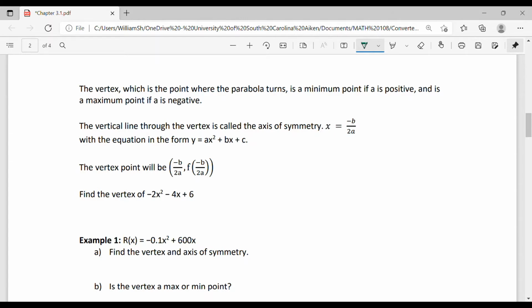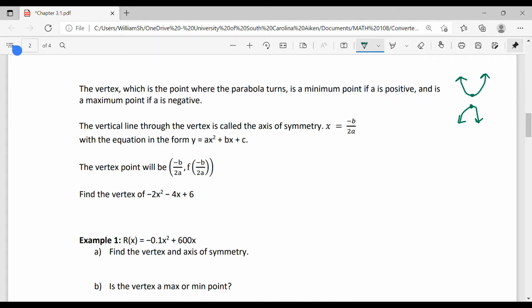If that a is positive, it's a min, because if the a is positive, your function looks like this, right? So you have a minimum right there at your vertex. But if your a is negative, your graph's upside down, and your vertex is now maximal. That's kind of how it works.